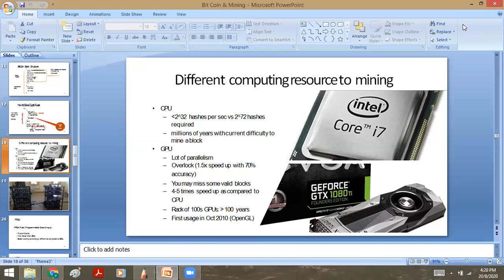What if two nodes solve a puzzle at the same time? That is when a soft fork happens. I'll explain that to you. It's a rare situation. If it happens, there is a mechanism to handle it. Okay, I'll explain that.